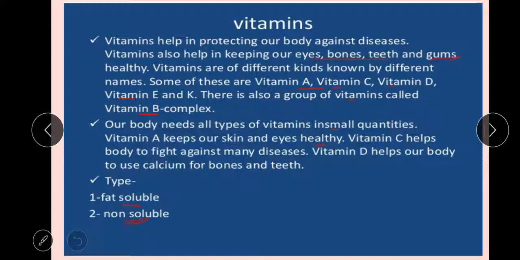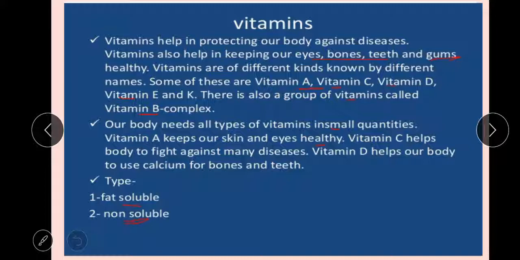Some of these are vitamin A, vitamin B, vitamin C, vitamin D, E, and K. There is also a group of vitamins called vitamin B complex. Actually, vitamin B has several groups, such as vitamin B6, vitamin B12, and others. Our body needs all types of vitamins in small quantities.